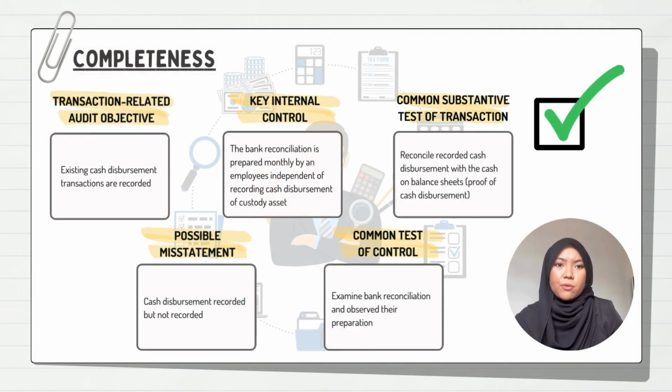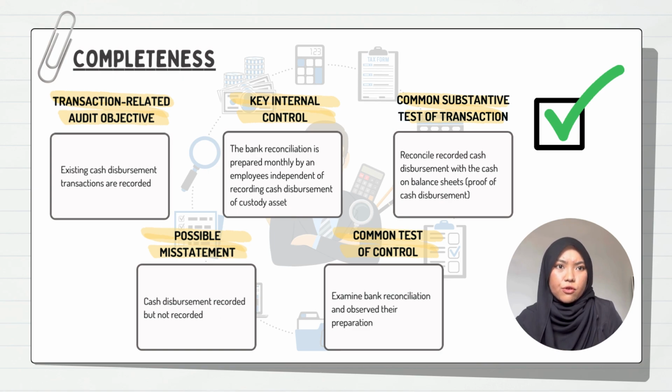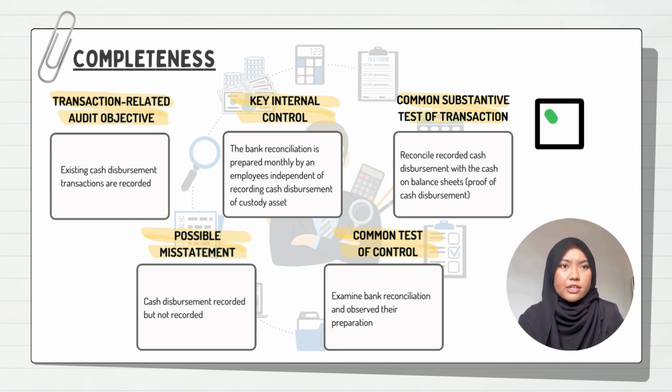The next one is completeness, the transaction-related audit objective: existing cash disbursement transactions are recorded. And the possible misstatement, cash disbursement made but not recorded. The key internal control: the bank reconciliation is prepared monthly by an employee independent of recording cash disbursements or custody of assets. The next one is the common test of control: examine bank reconciliation and observe their preparation. And the last one is the common substantive test of transaction: reconcile recorded cash disbursements with the cash on balance sheet, the proof of cash disbursements.